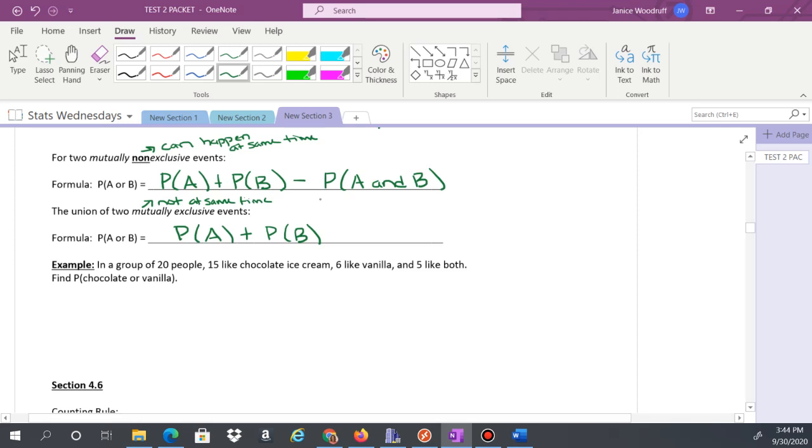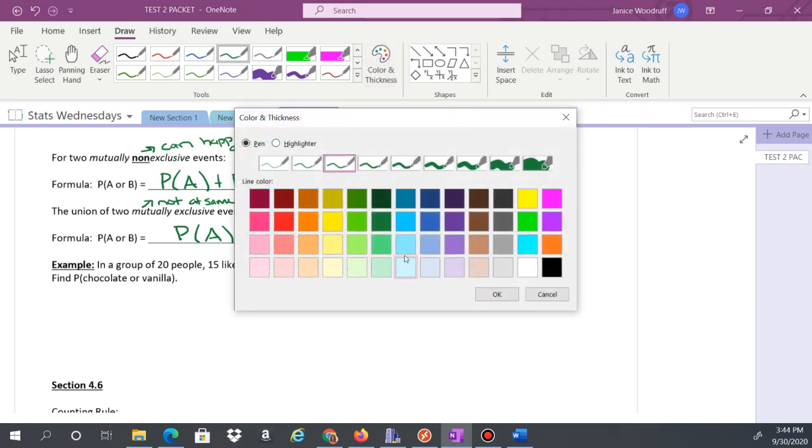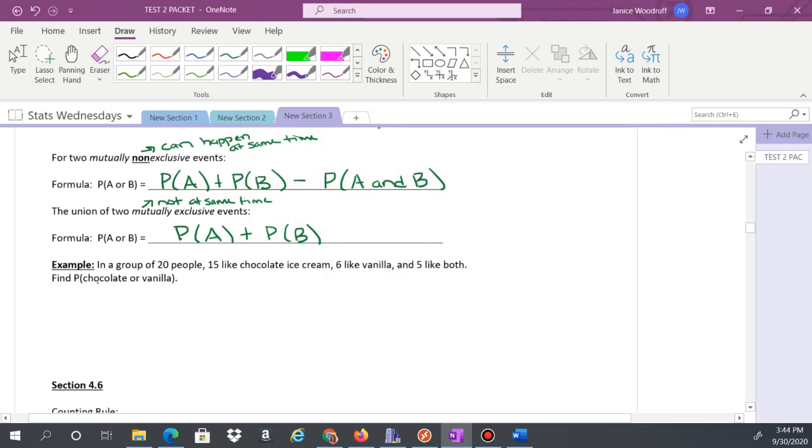Okay, so I have here in a group of 20 people, 15 like chocolate ice cream, 6 like vanilla, and 5 like both. Find the probability of chocolate or vanilla. Can you like chocolate and vanilla at the same time? Yeah, you can. So, all right, so we're going to do this. We're going to make C chocolate and V vanilla. So you have the probability of C for chocolate plus the probability of V for vanilla minus the probability of C and V.